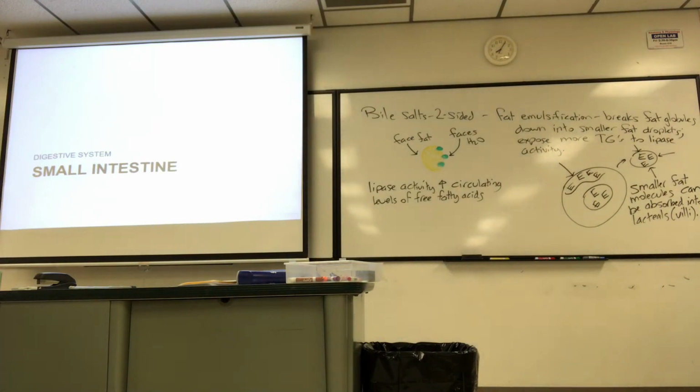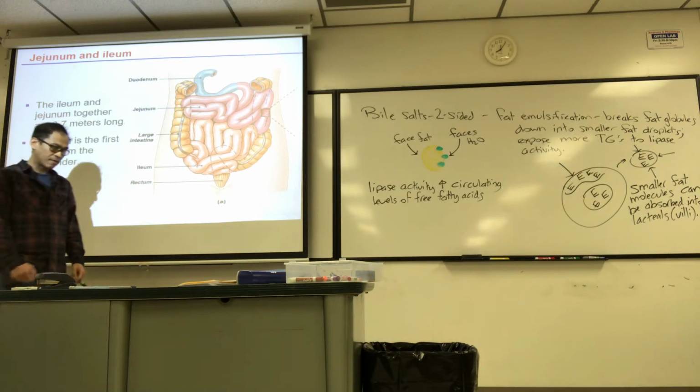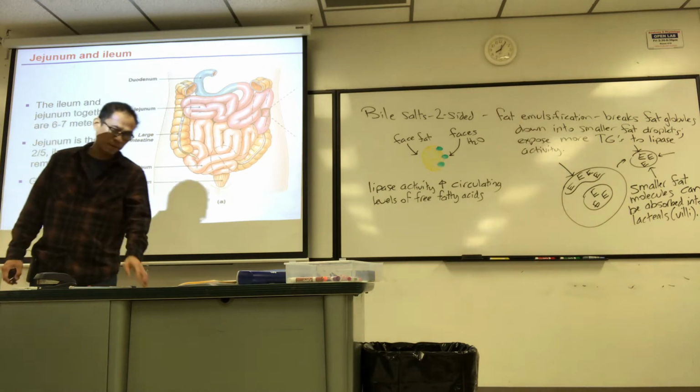So we're going to move away from liver and talk about the rest of the small intestine. We did talk about the duodenum already, but the ileum and jejunum make up the rest of the small intestine. Together they're something like 6 to 7 meters long. That's about 21 feet. The jejunum is approximately the first 2/5, and the ileum is the remainder. Now, it's kind of hard to tell where one begins and one ends, but the beginning of the small intestine is the duodenum.